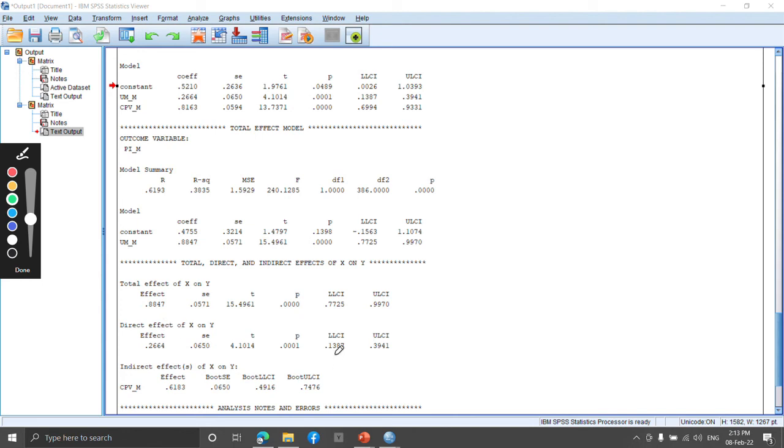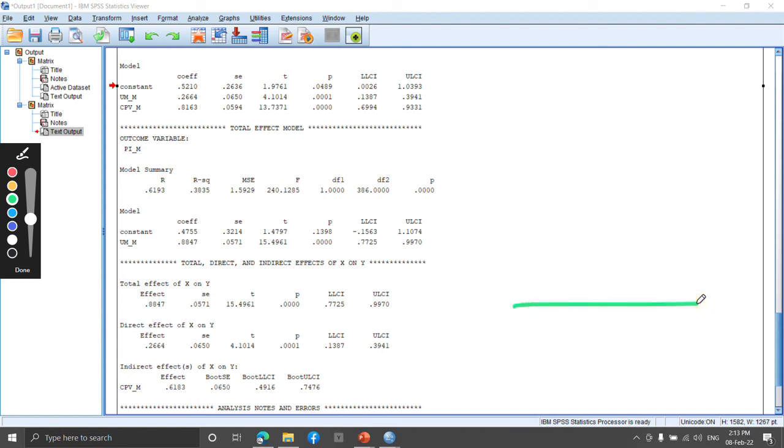Sorry, direct effects. Right? Direct effects means this one, right? This one is significant. Why? P value is less than 0.05. Both values are positive, no zero falls in between. So this part, direct effects x on y, is significant.